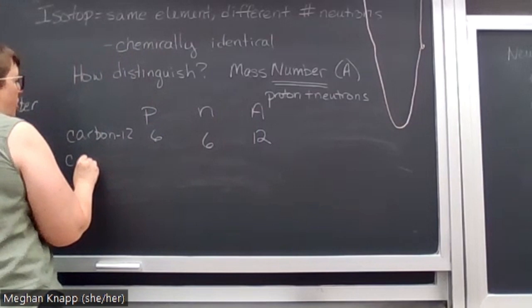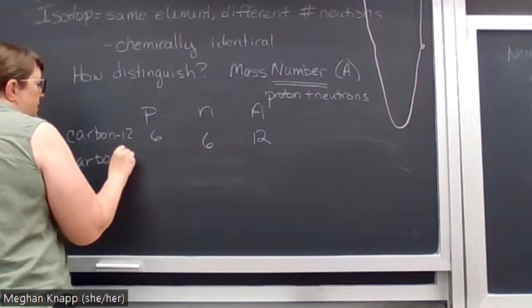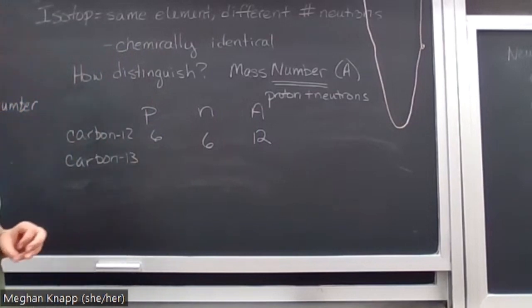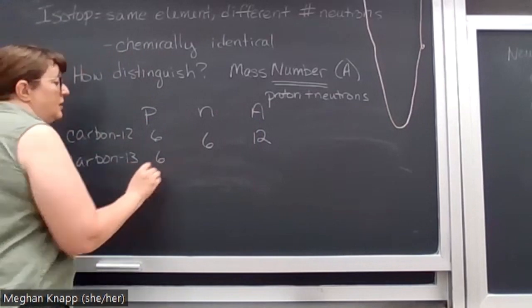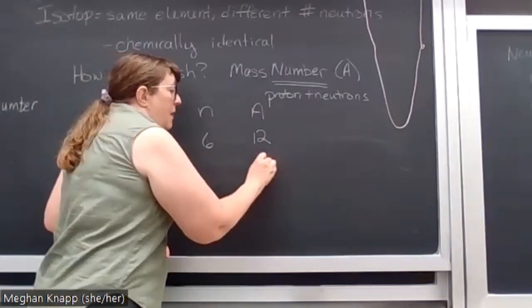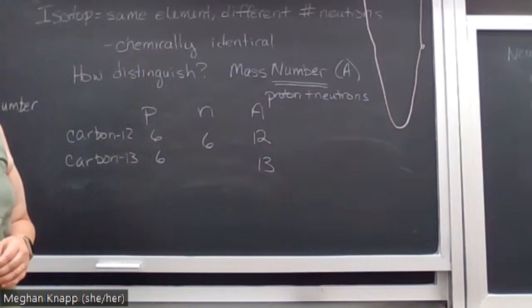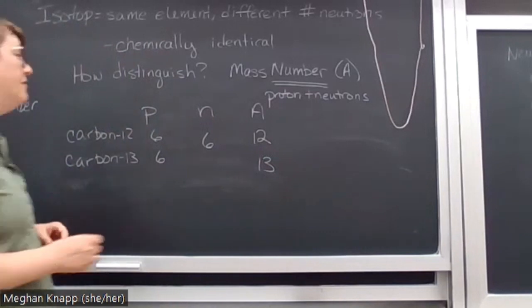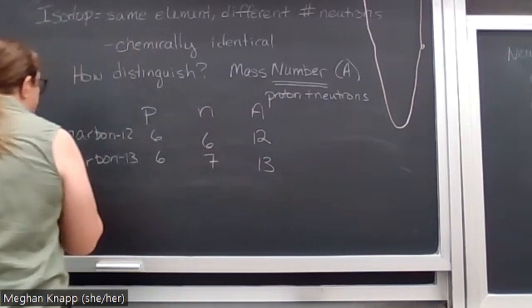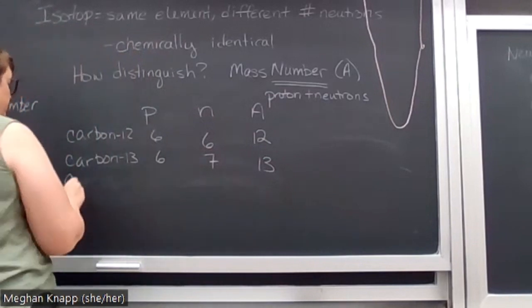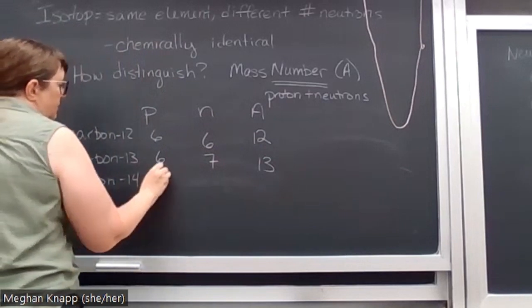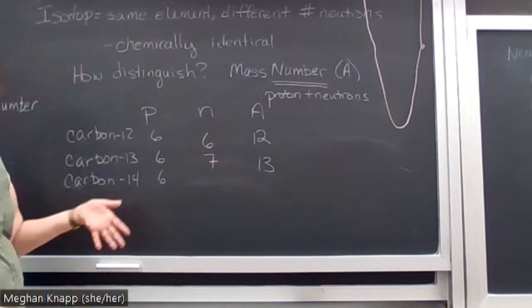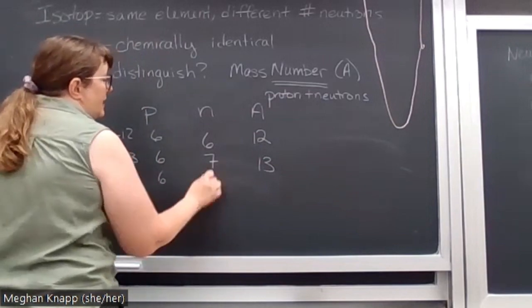So about 1% of carbon is carbon 13. How many protons does carbon 13 have? Also 6, because it's still carbon. As long as it's carbon, it's going to be 6. Its mass number is 13, so how many neutrons does it have? It has 7. Okay. And then about 1/100%, a very tiny amount, is carbon 14, which again has 6 protons because it's still carbon, but it has 8 neutrons.